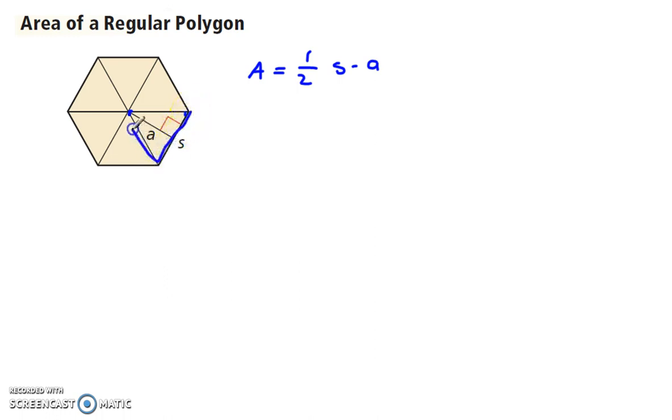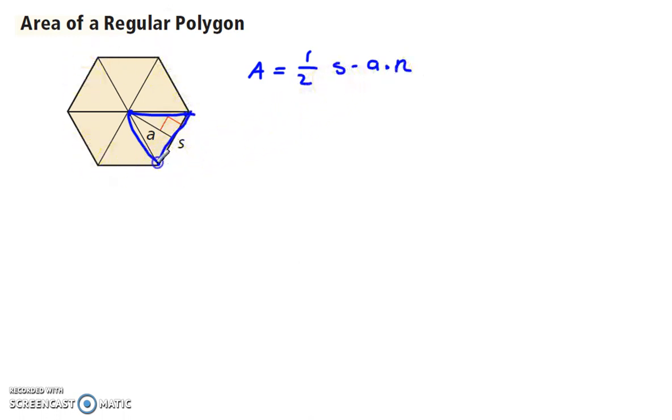Now, if I want to find the area of the entire shape, I'd have to see how many of these triangles there are. There's 1, 2, 3, 4, 5, 6. So that's just as many as we have sides. So I would have to multiply this one by 6. But to generalize that, I have to multiply it by the number of sides. So 1/2 base times height, 1/2 side times apothem, times the number of sides.